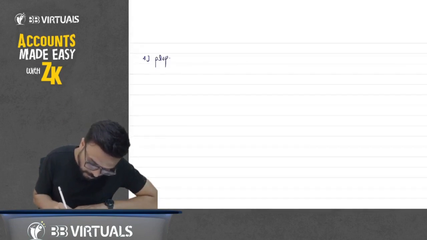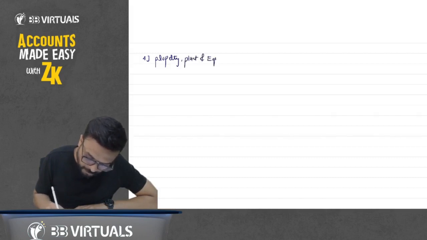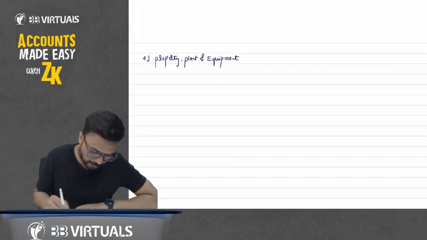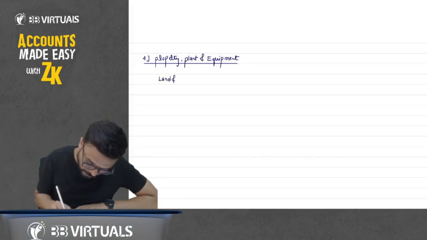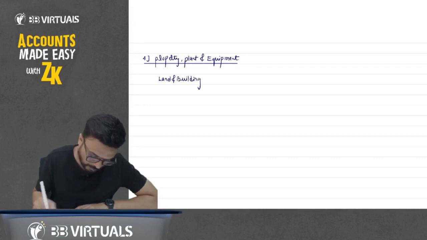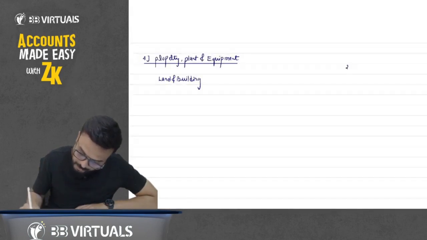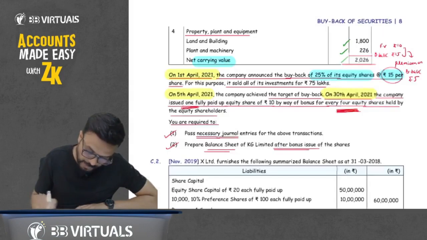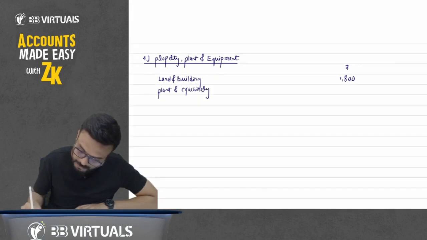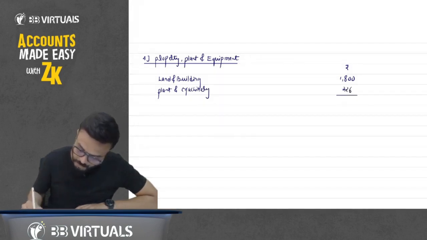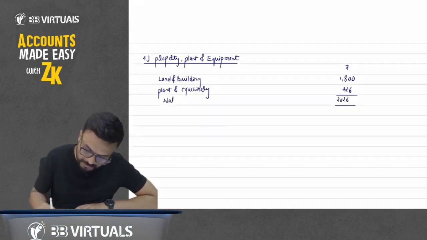Property, plant and equipment. So land and building, how much is it? 1800. And plant and machinery 226. So the total here is 2026. Net carrying amount means book value.